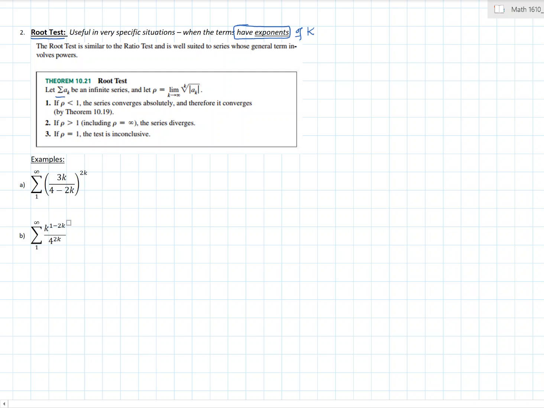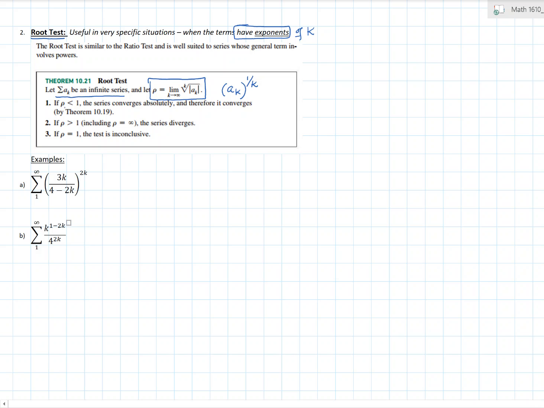Let summation ak be an infinite series, and this time we find rho equals the limit as k goes to infinity of the kth root of ak. This basically means you take ak and raise it to the power 1 over k. The kth root means raising to the power 1 over k. And then you take the limit and find the number rho.